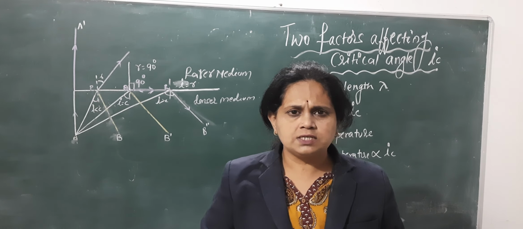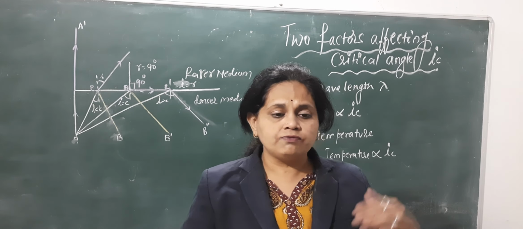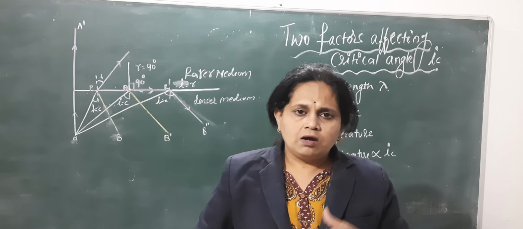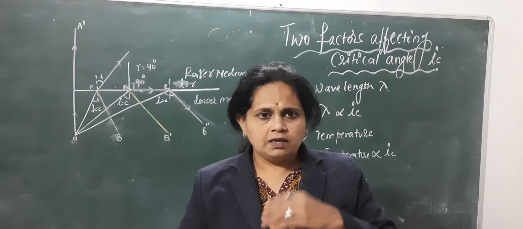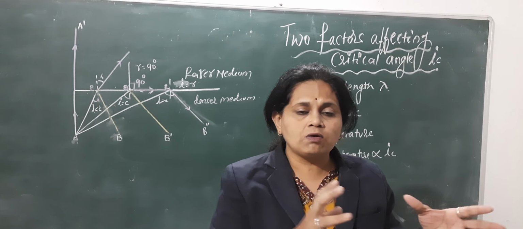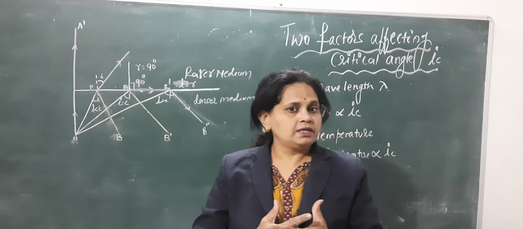In the next session, I will come up with different prisms: if we make the ray of light incident at some angle, how does the prism behave with it, how does total internal reflection occur in it, and where these prisms are used. All these details we will discuss in the next session.